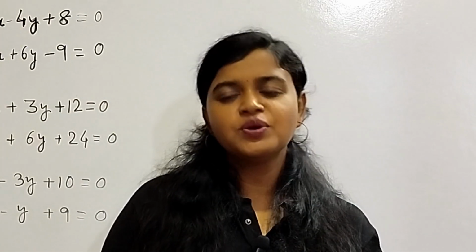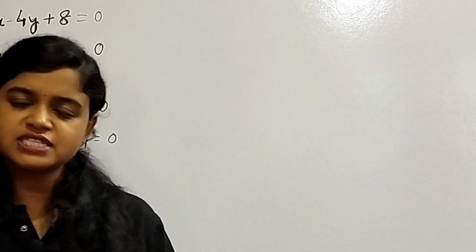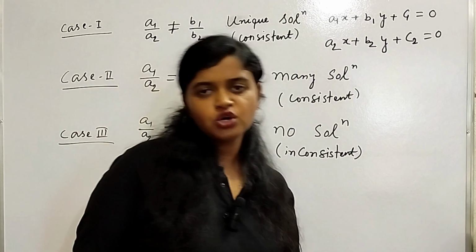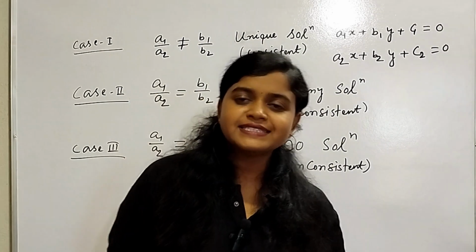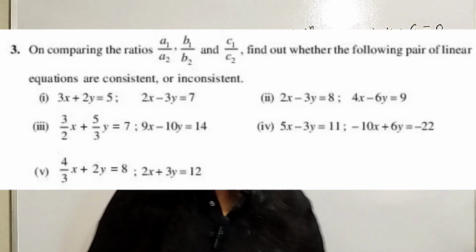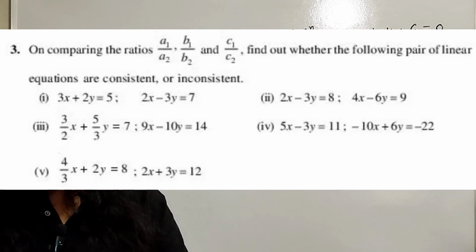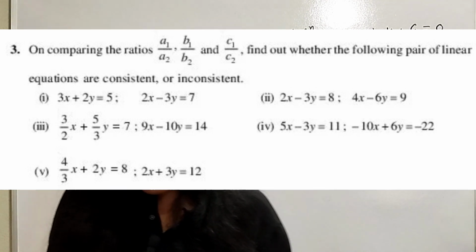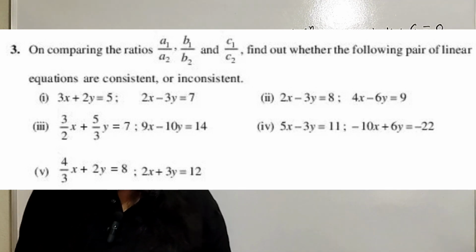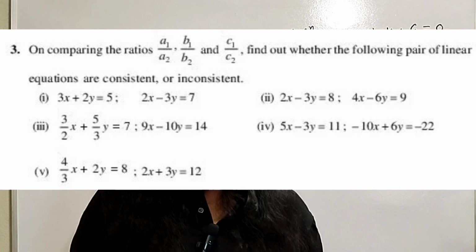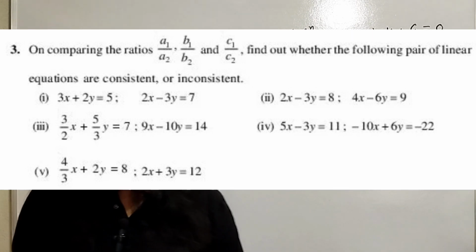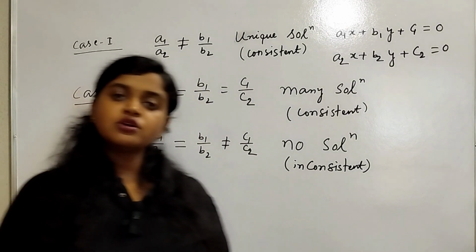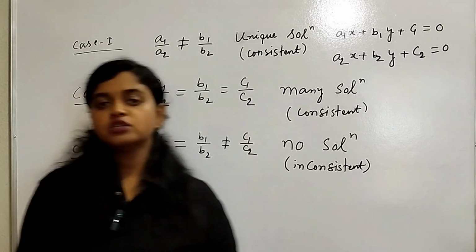So in this class, we will discuss the remaining portion of exercise 3.1. Let us discuss what is a consistent and inconsistent solution. So let us discuss question number 3. Question number C is that on comparing the ratios A1 by A2, B1 by B2 and C1 by C2, find out whether the following pair of linear equations are consistent or inconsistent. So we have to identify whether the pair of linear equations is consistent or inconsistent.